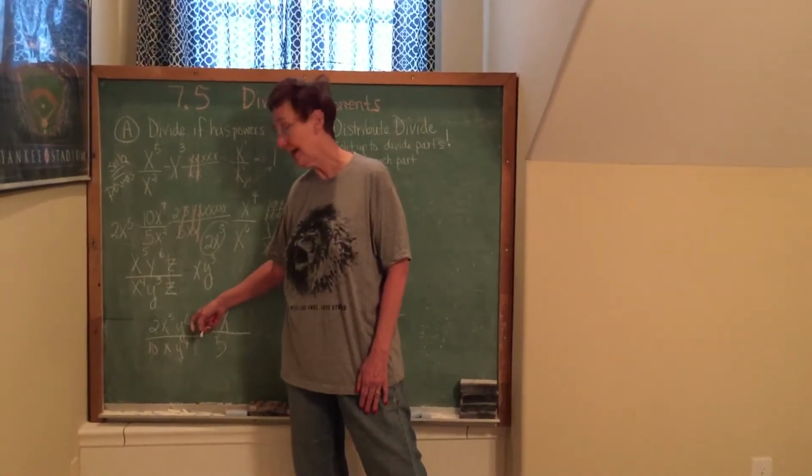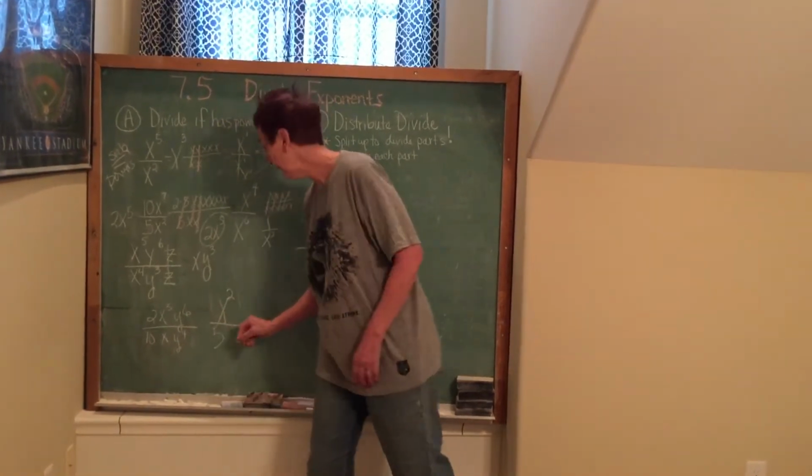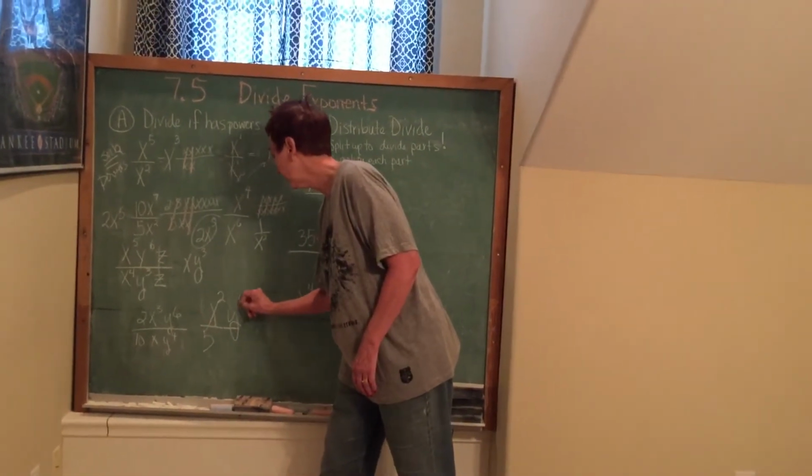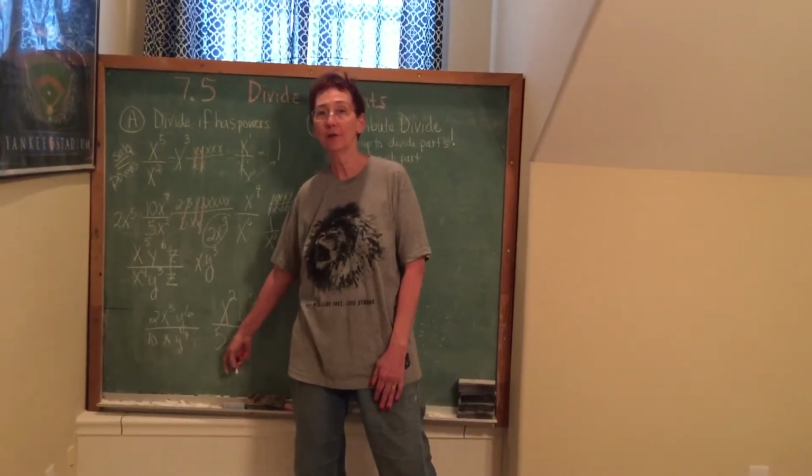For my y's, I've got 6 on top and 4 on the bottom. When you subtract them away, that leaves you with 2 of them on top. So I have x squared, y squared over 5.